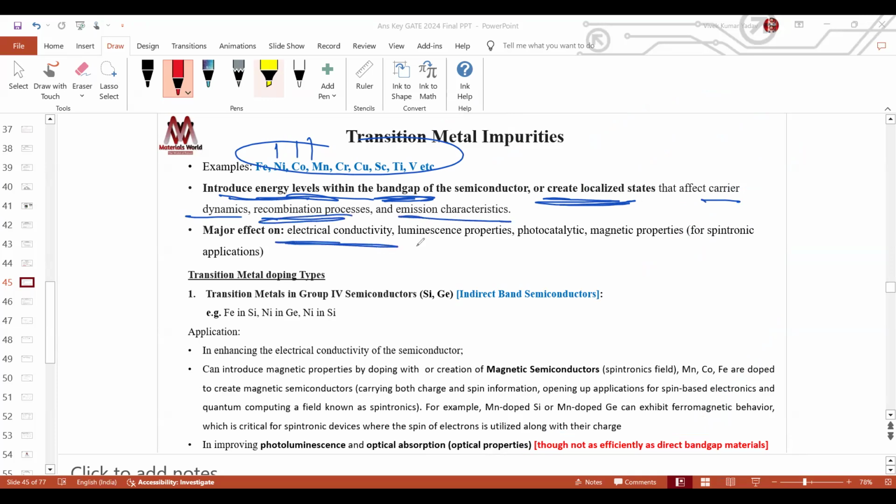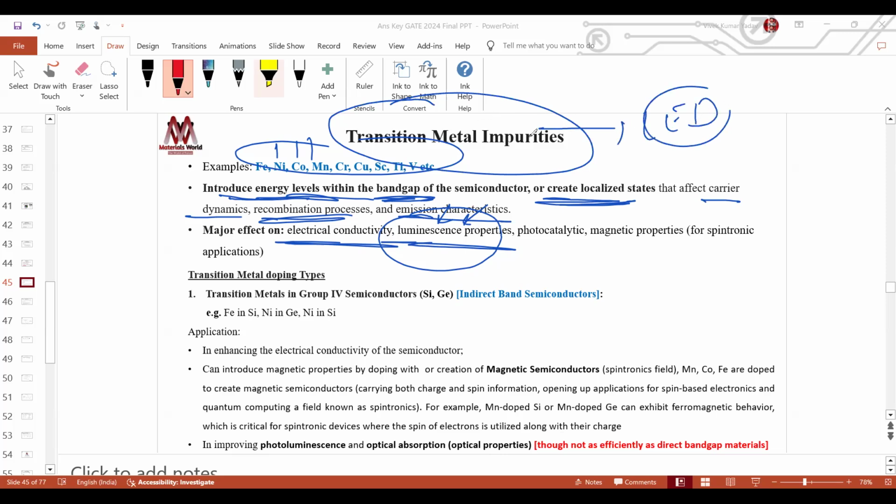You're also modifying electrical conductivity and luminescence, though the impact is really low, even negative luminescence. That's why we don't use these transition metals for LED, because this doping will not enhance luminescence, but it will reduce it.